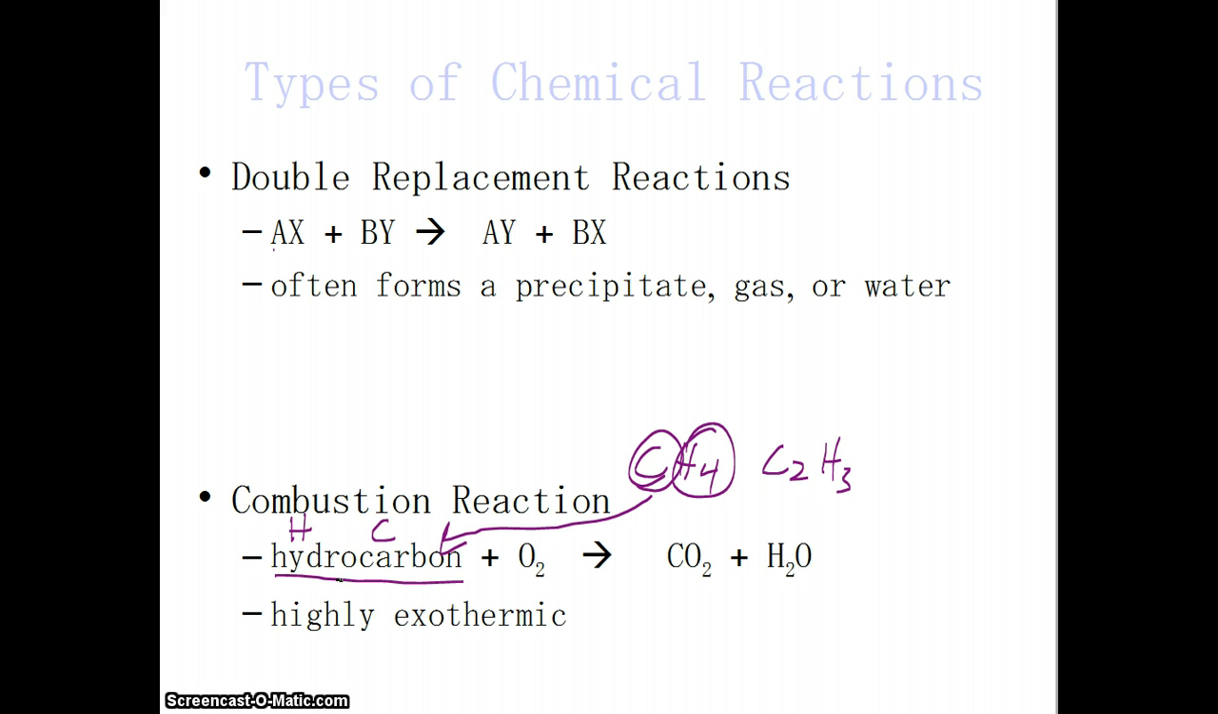Now when we have a combustion reaction, combustion means it catches on fire. That hydrocarbon plus oxygen makes CO2 plus water. That's the basics of a combustion reaction. So hopefully you'll be able to identify those simple types there.